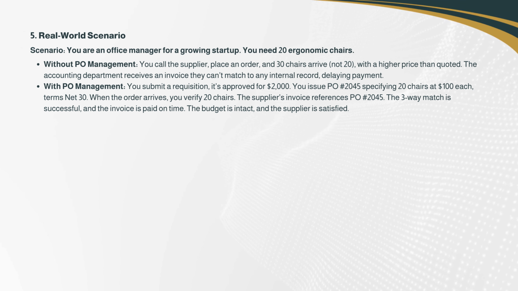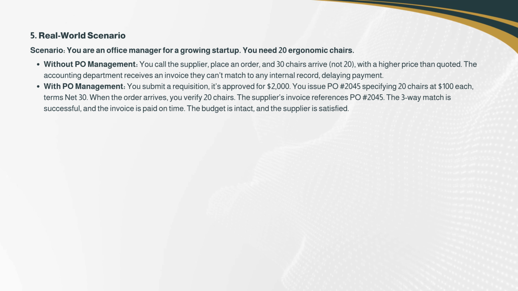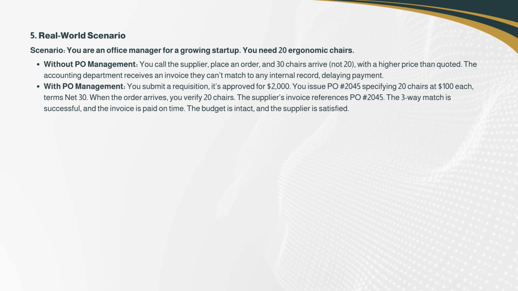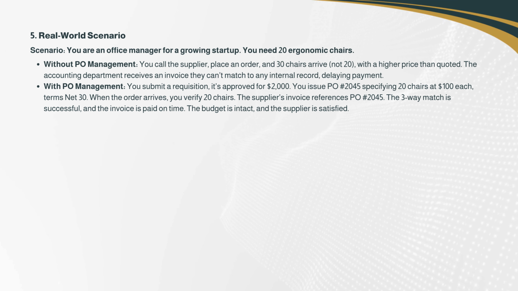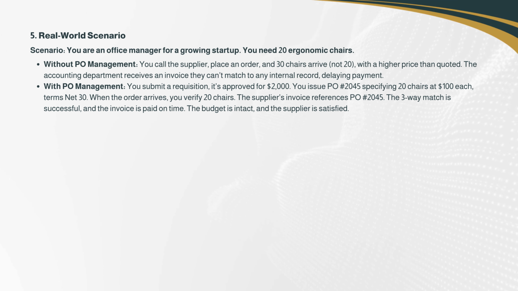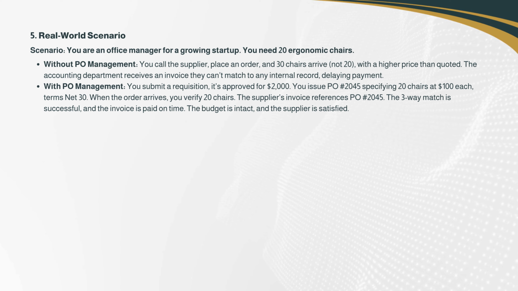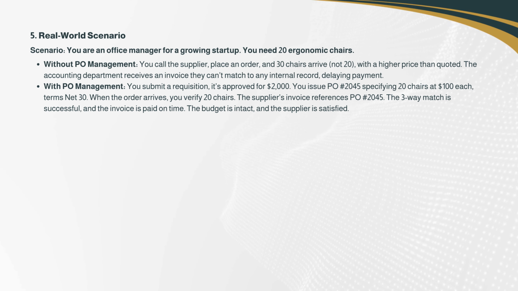With PO management, you submit a requisition, and it's approved for $2,000. You issue PO number 2045 specifying 20 chairs at $100 each, terms net 30. When the order arrives, you verify 20 chairs. The supplier's invoice references PO #2045. The three-way match is successful, and the invoice is paid on time. The budget is intact, and the supplier is satisfied.